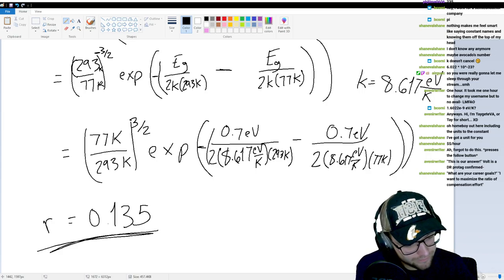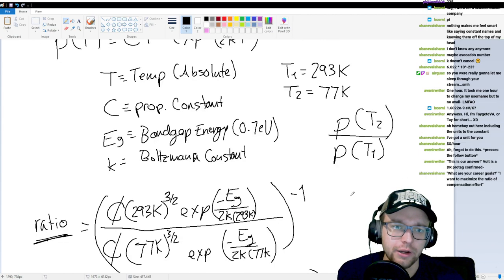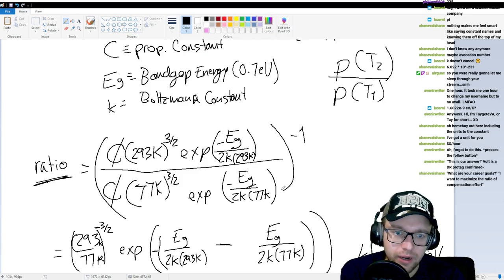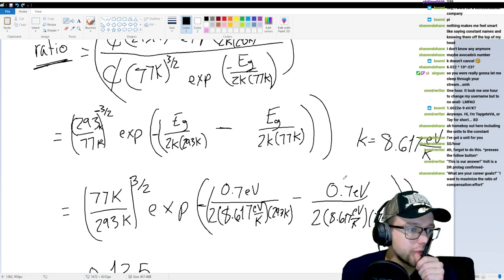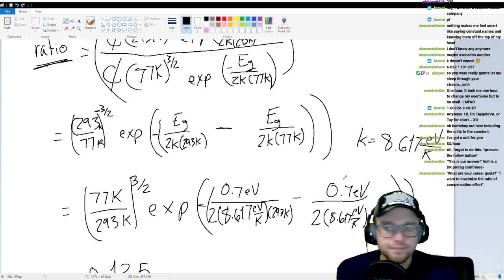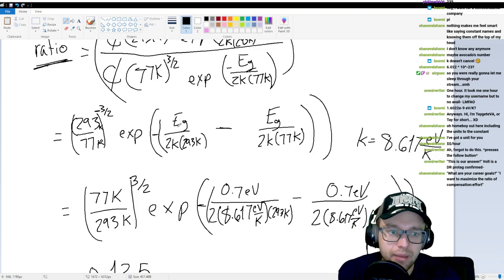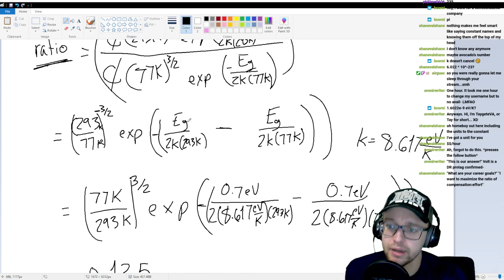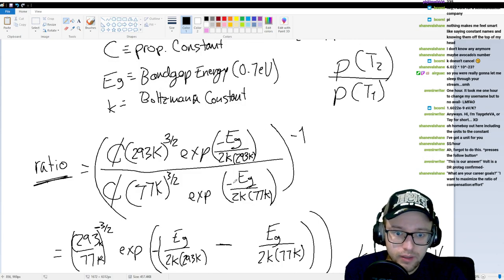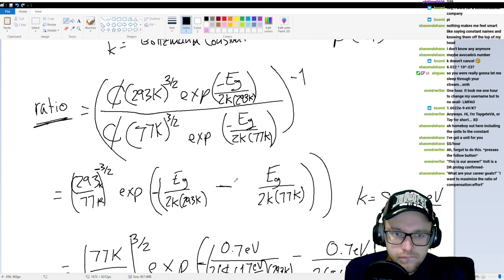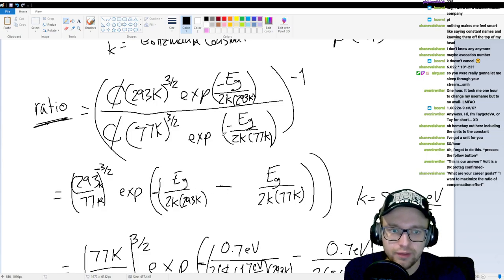No, that's still... Okay, where am I going wrong here? I felt good about it, but now I'm not as confident. So let's go through this step by step and see where I may have made a goof. All right, so we have this band gap energy, which will change a little bit, but not so much. These need to be changed, I think. Yeah, so this should be 77.